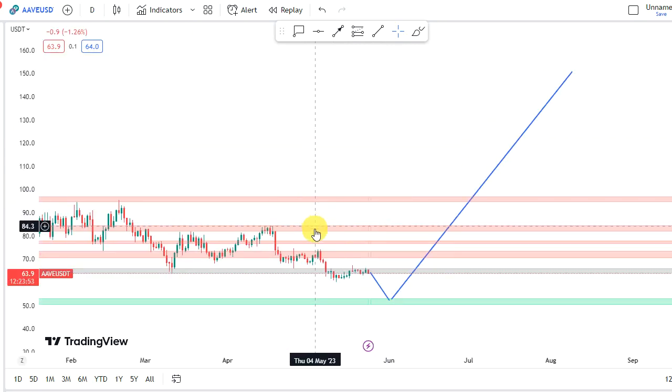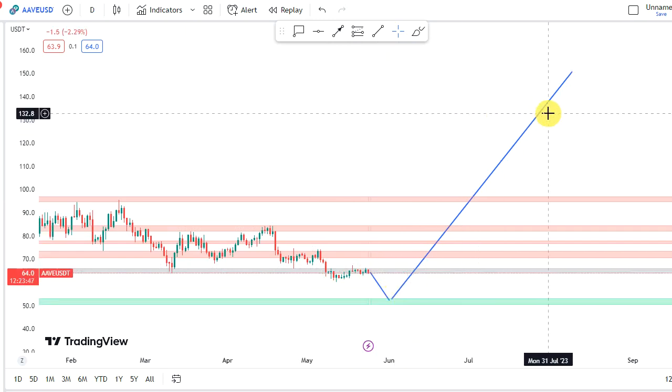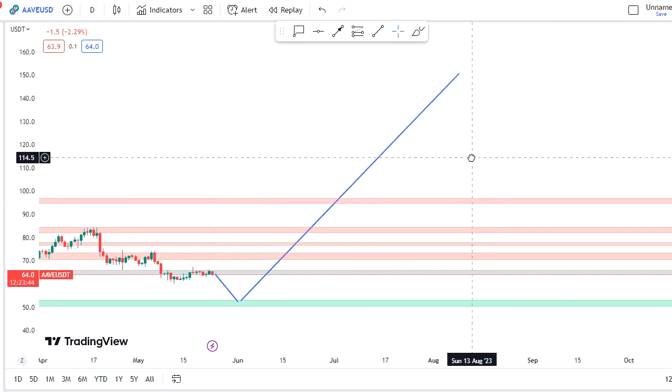So that's our analysis today. We could see some kind of consolidation, a flash crash to the downside to the $54 level before we see any other push to the upside. So that's our analysis for Aave.